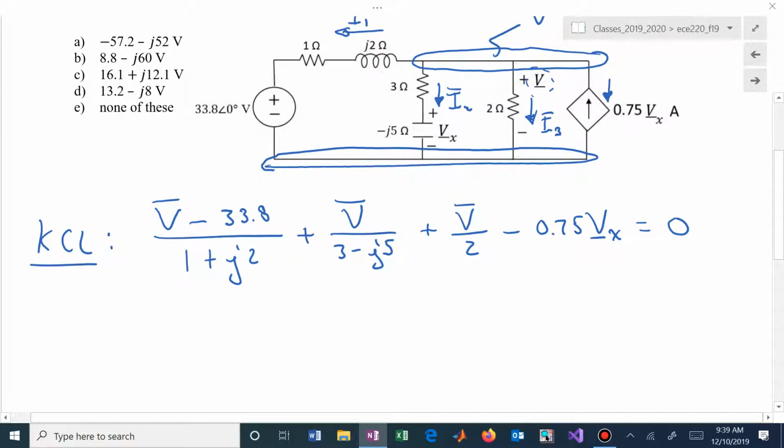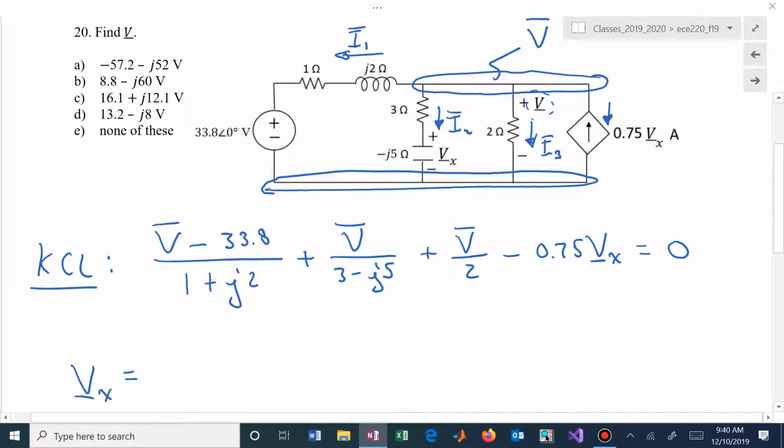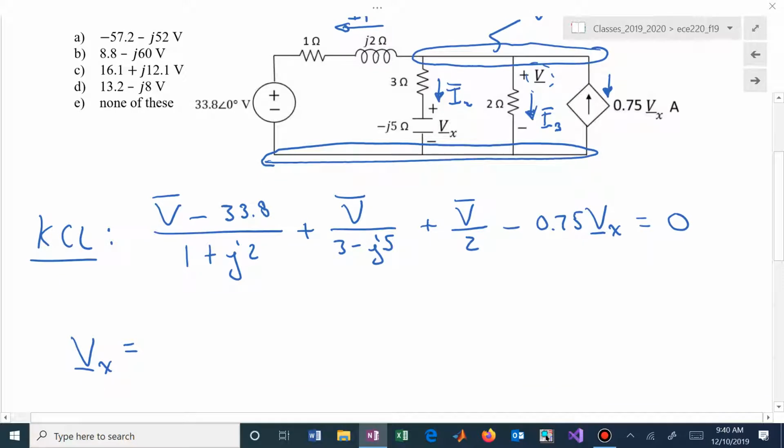But can I find V sub x? Ideally, I would want to find that in terms of V and the given sources. Do you see that V sub x is really just a percentage of V? It's a voltage divider. V is divided across 3 and minus J5. V sub x is just the piece across minus J5. So you could find the current I sub 2, which we just found.